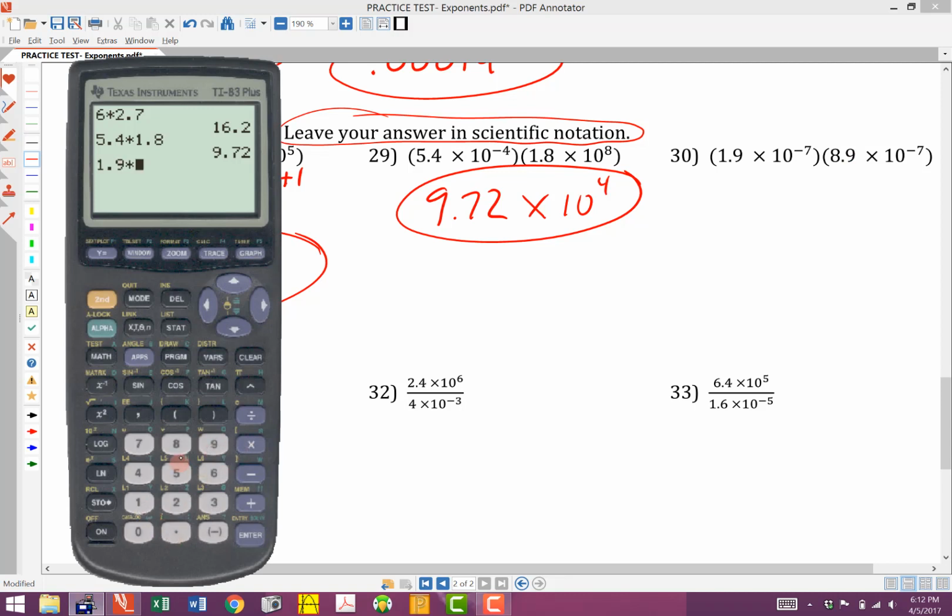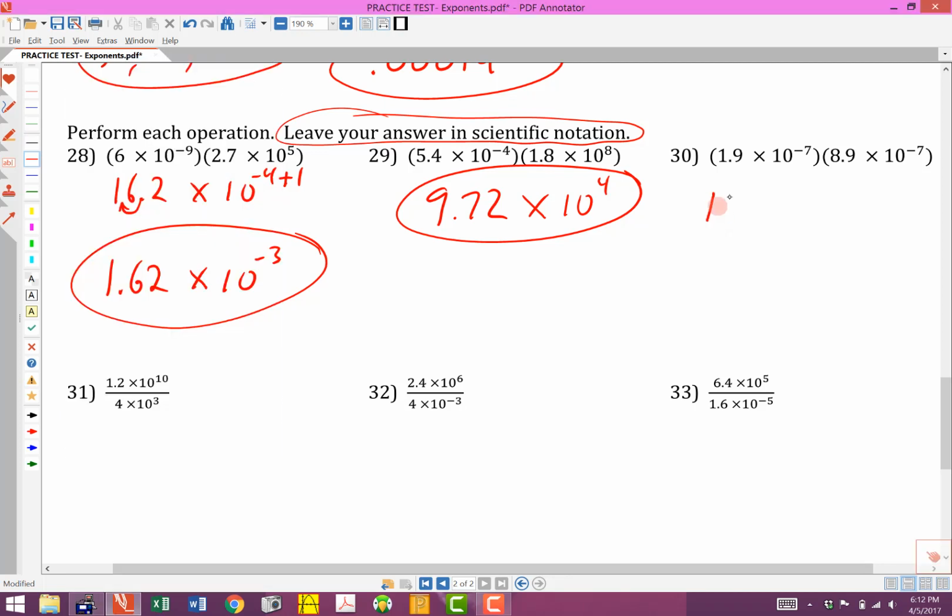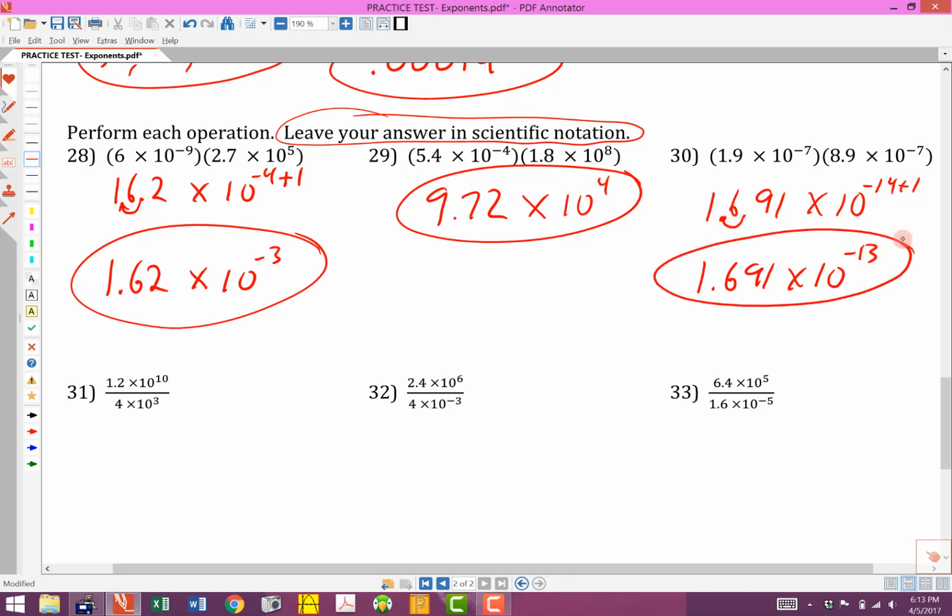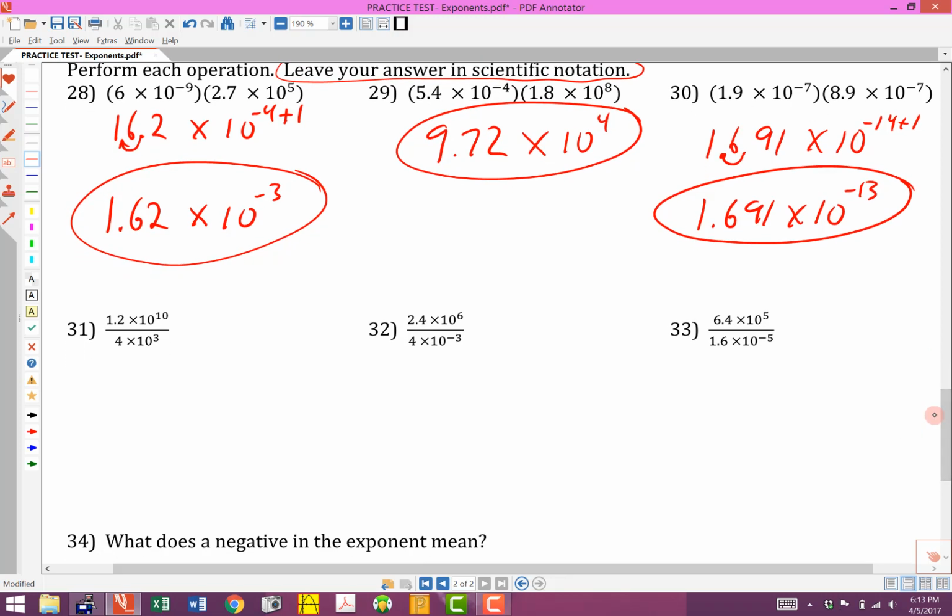1.9 times 8.9, 16.91. So 16.91, and then times 10 to the, let's see, we combine those, we add those together. That's going to give us negative 14. And then we're going to do the same thing. We need to move this over one place, so that's going to be 1.691 times 10 to the, let's see, we made that smaller, so we need to make this bigger. Smaller by one decimal place, so bigger by 1 in the exponent, so that's negative 13. We'll circle that.